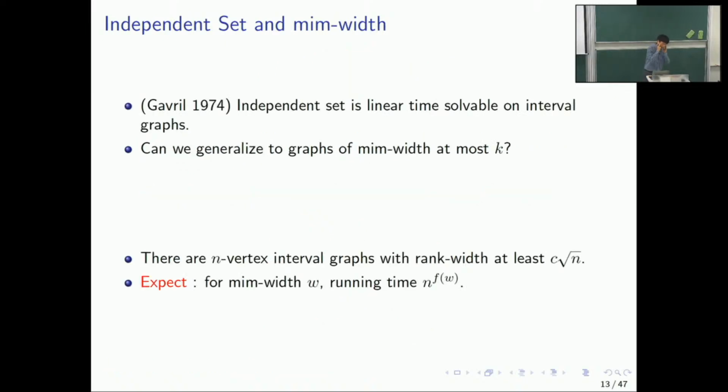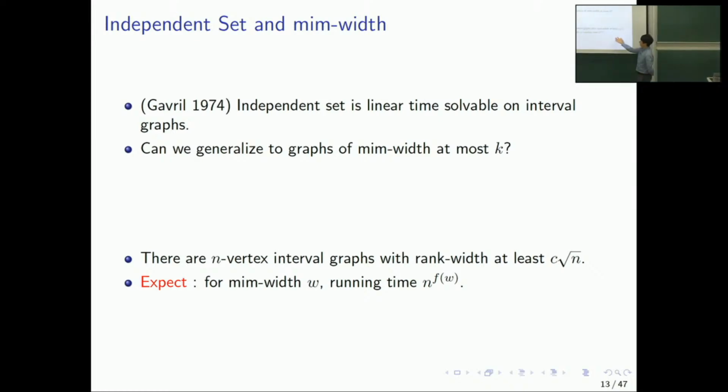Now we can think about independent set on graphs of bounded Mim-width. It is a very old result that Gavril showed that not only for interval graphs but for chordal graphs, independent set is linear time solvable. So the natural thing to think about is whether you can generalize to graphs of bounded Mim-width, because interval graphs have Mim-width 1. So probably we can generalize to graphs of bounded Mim-width.